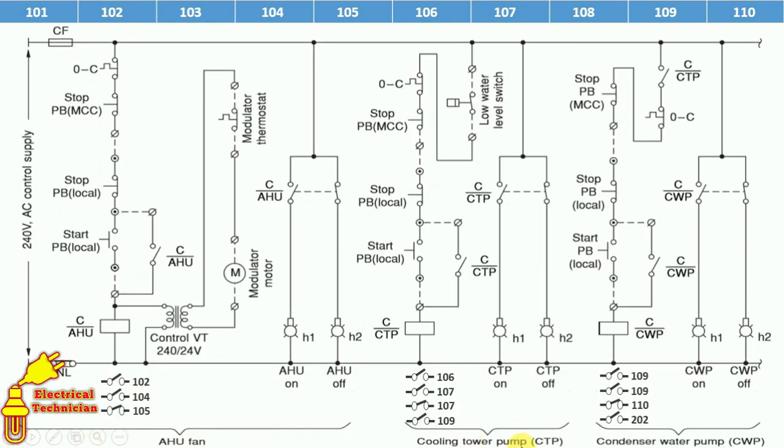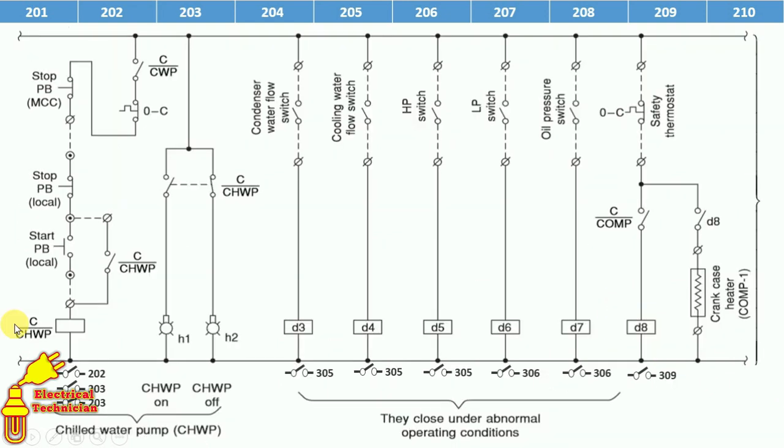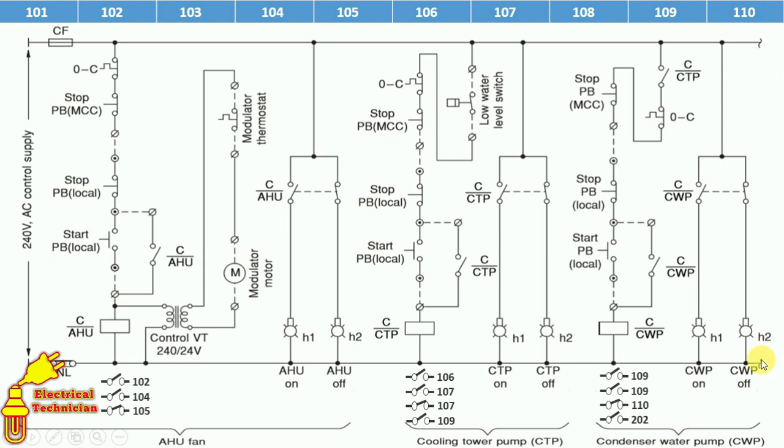Now see, first of all what we have to do, we have to turn on cooling tower pump. When this is turned on, then only we can turn on condenser water pump. If this is not on, then it cannot be turned on. When this gets on, then only chilled water pump will turn on. Here indications are also used for on and off.